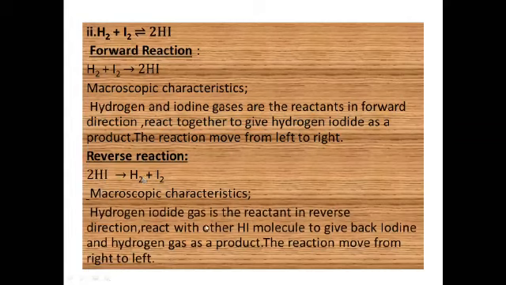The macroscopic characteristic for the reverse reaction is that hydrogen iodide gas is the reactant in the reverse direction, reacting with other hydrogen iodide molecules to give back iodine and hydrogen gases as products. The reaction moves from right to left. The reverse reaction is the reaction that moves from right to left.